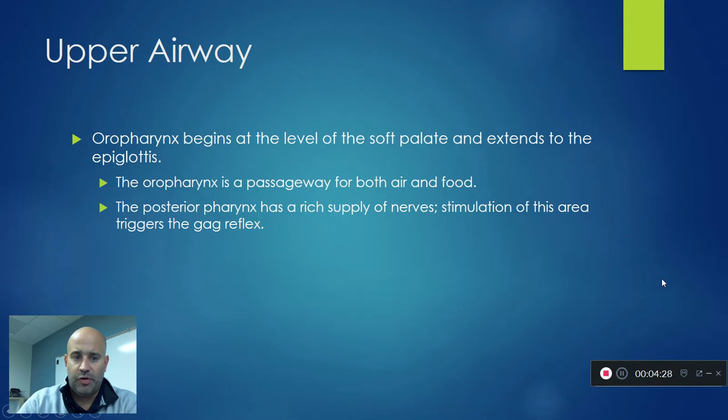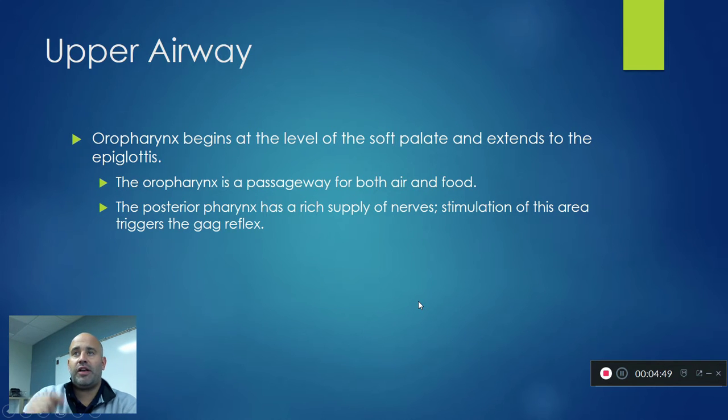All right, let's keep going forward. So the oropharynx, a couple things to remember here. Stimulation of that area does trigger a gag reflex. Some people have a very strong gag reflex. If you've ever tried to put an oral pharyngeal airway into a patient with an intact gag reflex, you know it right away. Remove the oral airway.